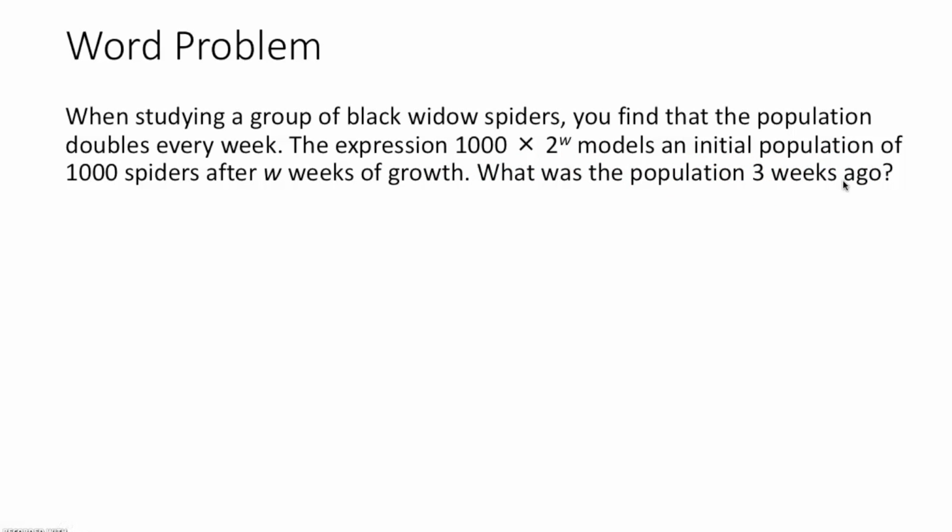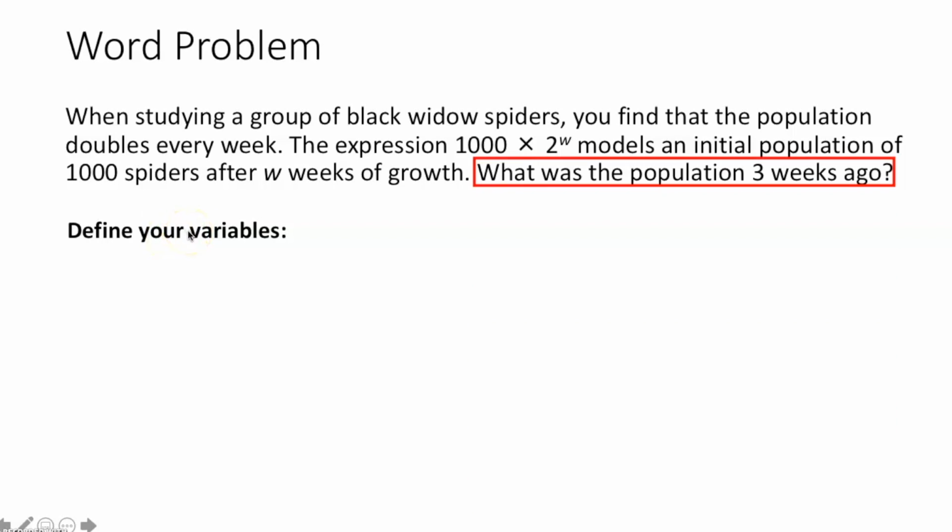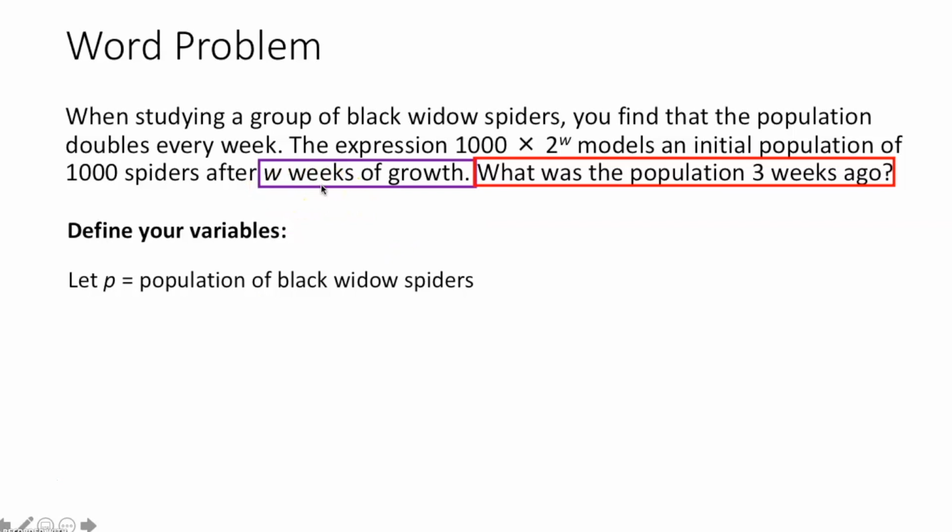What you want to do first when you have a word problem is not be scared, okay? We can do this. First thing you want to do, define our variables. We start with, what is the problem asking? What are we trying to find? Well, it says, what was the population 3 weeks ago? So we're trying to find the population. So we'll say P is the population of black widow spiders. Now, if you notice in the problem, it also gives you another variable, w. w represents weeks of growth. So we have 2 variables.